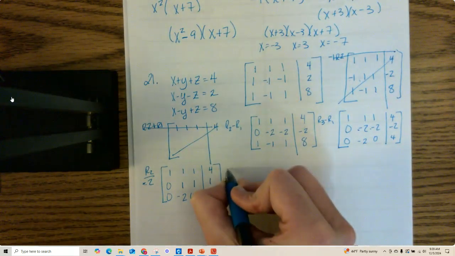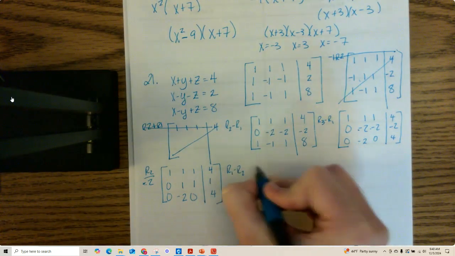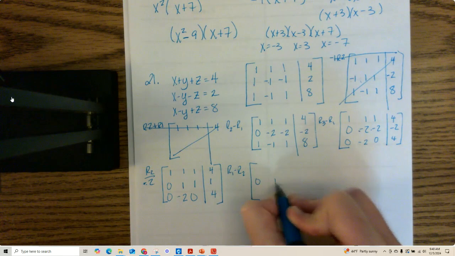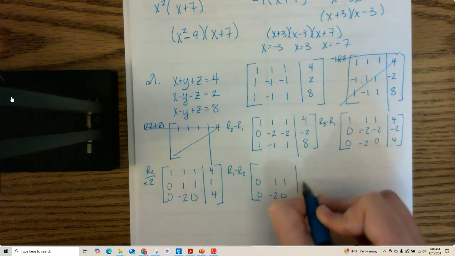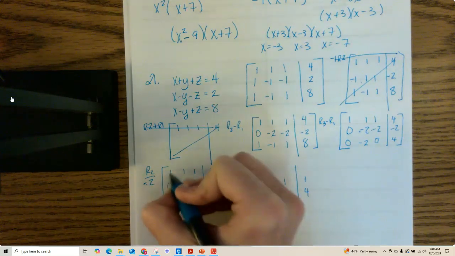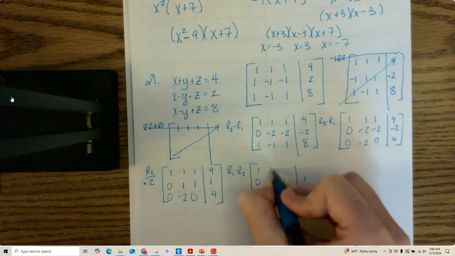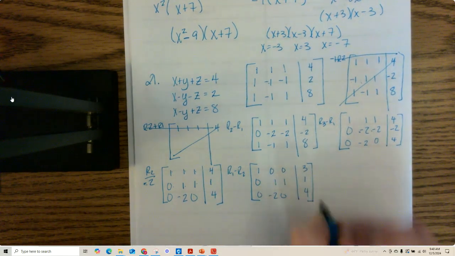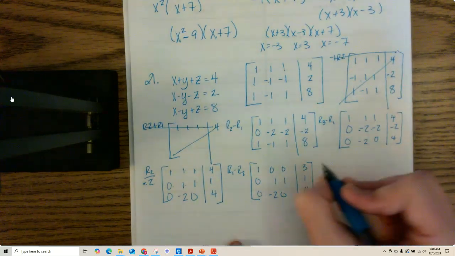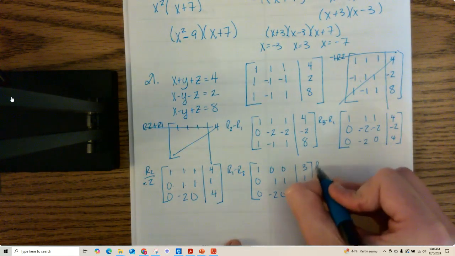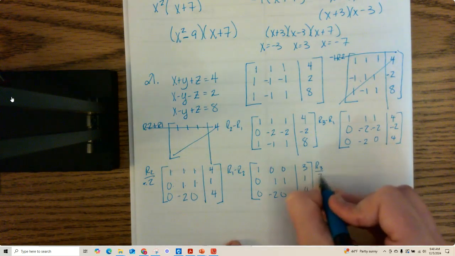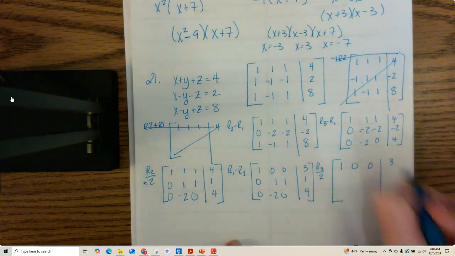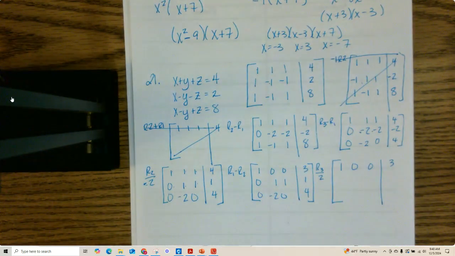Okay, then they did row 1 minus row 2, and that's to get the zeros in row 1. So 1 minus 0 is 1. 1 minus 1 is 0. 1 minus 1 is 0. 4 minus 1 is 3. Then they did row 3 divided by 2. See, I've got a 1 there and I shouldn't.